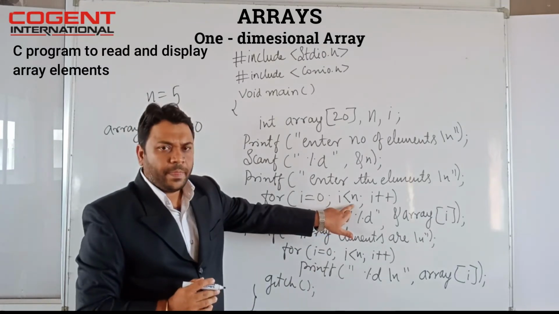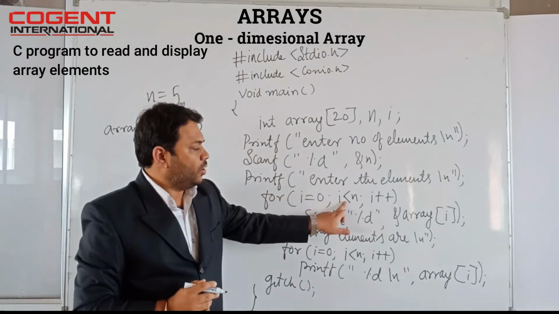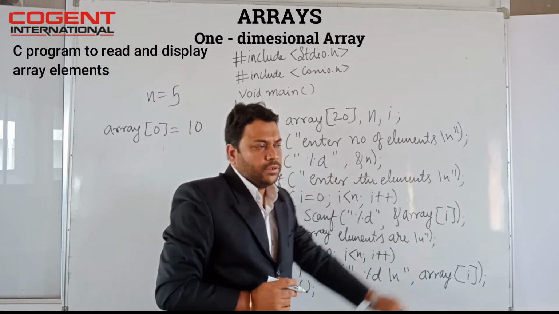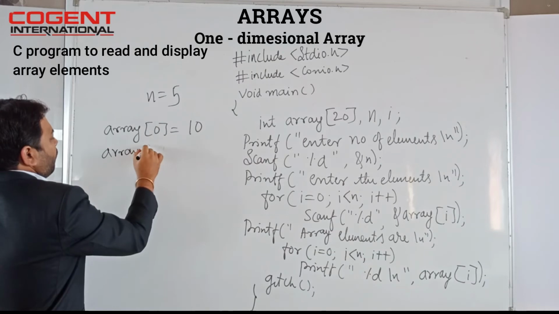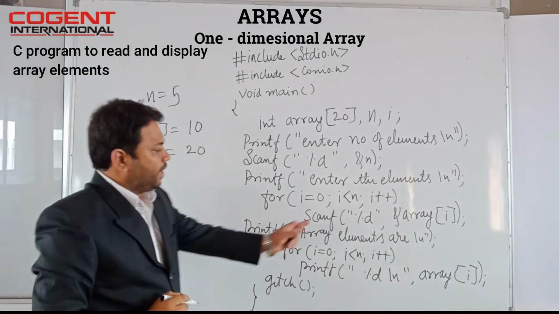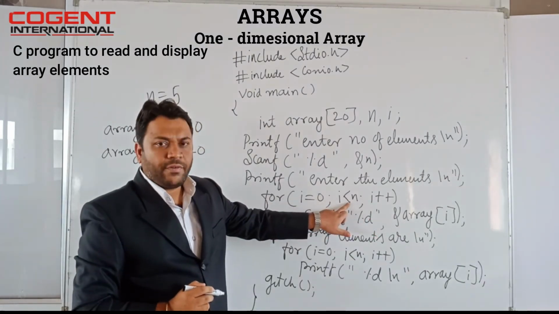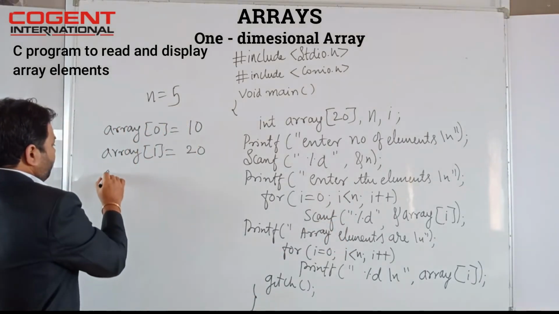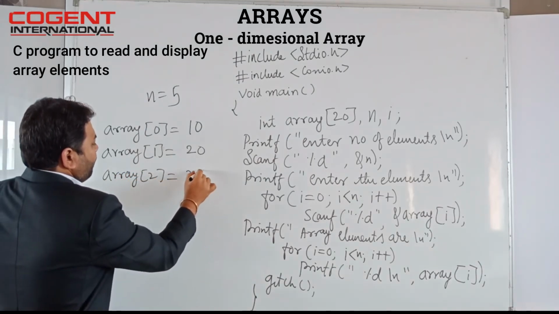1 is less than n, 1 is less than 5, yes. The condition is true. Then read the element. The i value is 1, so the next array element will be array of 1. I'll read it as 20. Next, increment the value of i. So i becomes 2. 2 is less than 5. The condition is satisfied. Then read array of 2. I'll read it as 25.